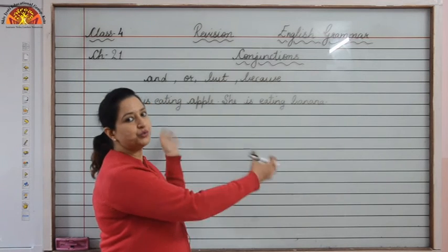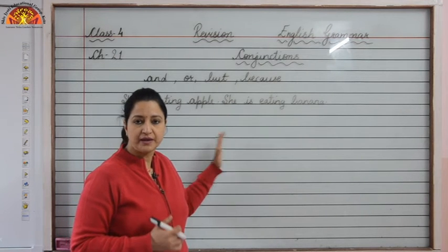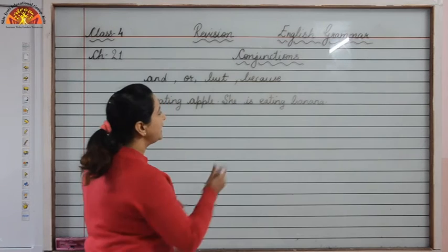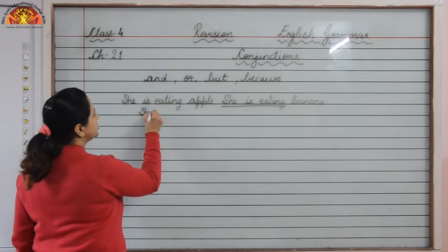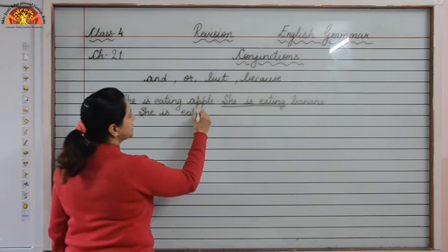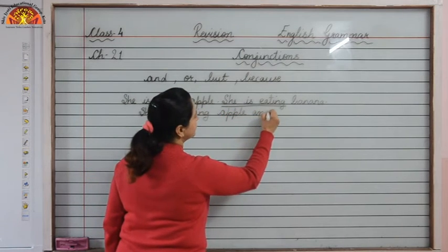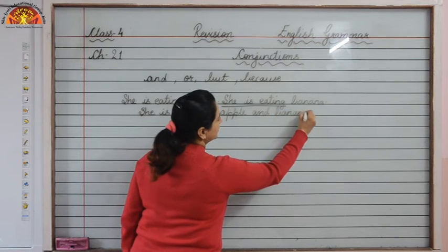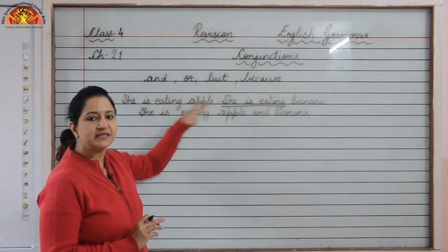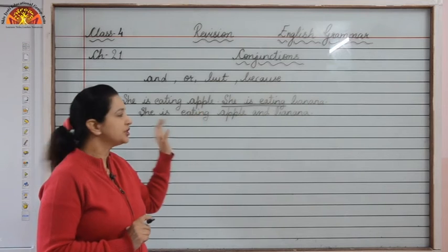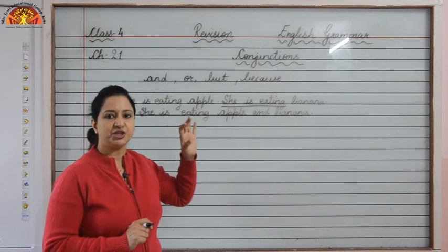So if I want to join these two sentences together, I will use a conjunction here. Which conjunction do I use here? I use and. So here I will write, she is eating apple and banana. So what I have done here, I have joined two sentences for one subject, by removing these words and adding these two sentences by using the conjunction and.